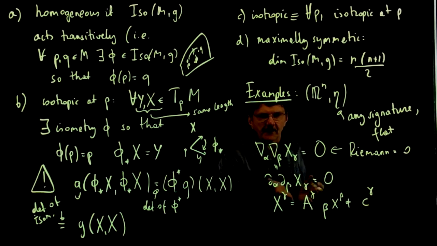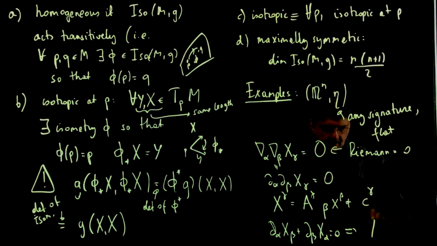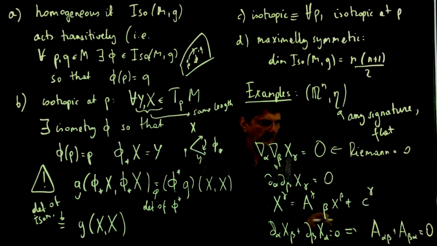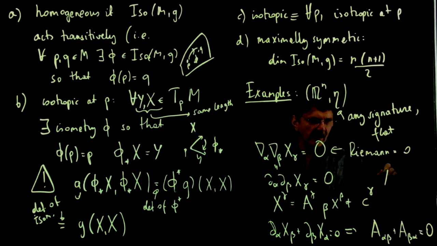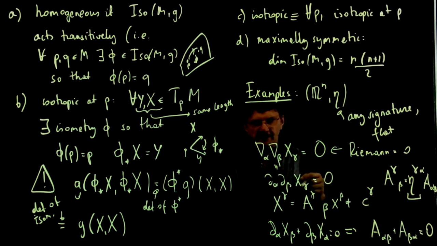Right, so second derivatives are zero means that this is an affine map, a linear map plus translations. And the condition that ∂_α X_β plus ∂_β X_α equals zero gives me that this matrix is anti-symmetric. So I have all the Killing vectors, right? I just give any anti-symmetric matrix, and then this is my Killing vector. And of course, A_γβ is eta_γα A^α_β, where you're raising the index with the matrix you have.